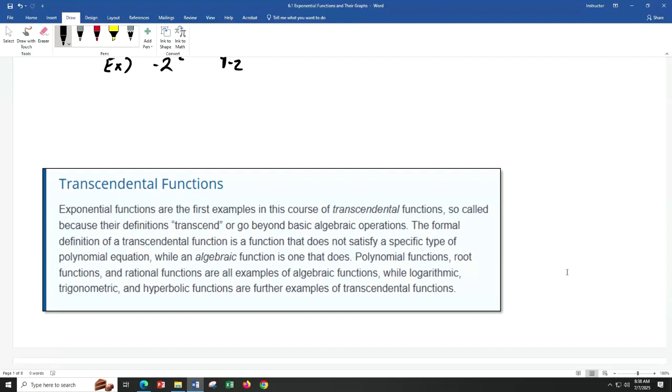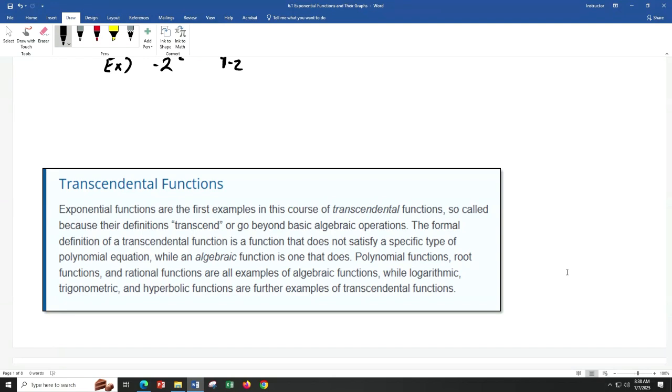The formal definition of a transcendental function is a function that does not satisfy a specific type of polynomial equation, while an algebraic function does. Polynomial functions, root functions, and rational functions are all examples of algebraic functions, while logarithmic, trigonometric, and hyperbolic functions are further examples of transcendental functions. You will be learning these in this class, obviously. The logarithmics, then you take trig, and then hyperbolics happen a lot later.